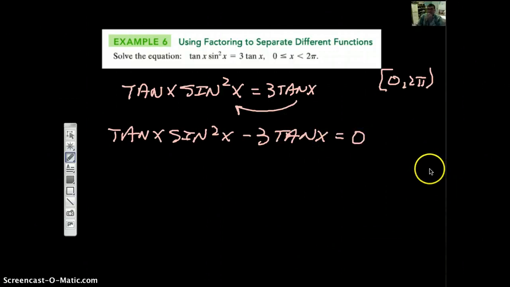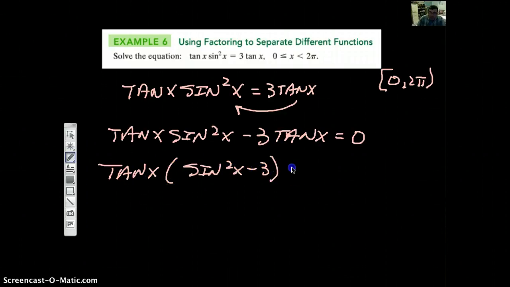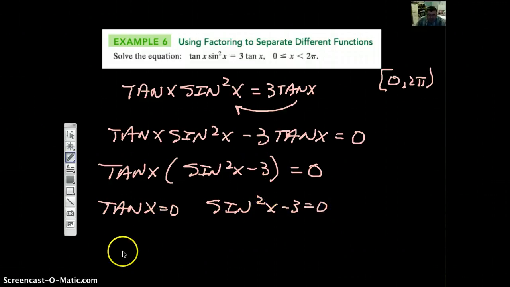Now I got something set equal to 0. If I could just factor something out of here, I could factor a tan x out of here. That would be sine squared x minus 3. Now let me set both of these equal to 0, because that's what we do with quadratics. This guy, tangent, is 0. Remember, it's 0 at 0 radians and at pi. So we got that.